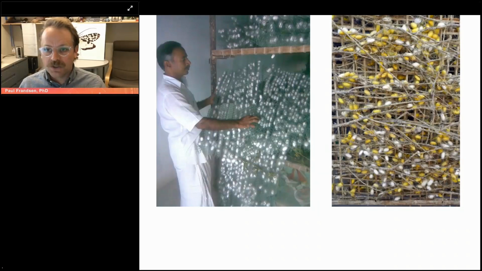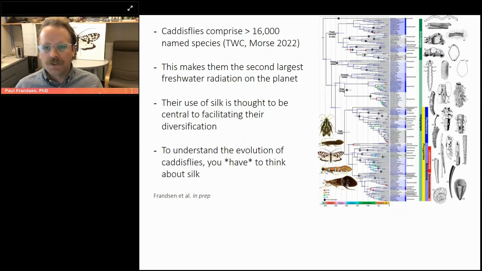And so my research is focused on looking at other species that spin silk and that have unique material properties that might be advantageous compared to silk spun from the most commonly used species, such as Bombyx mori, this silkworm moth. And so the group that I'm most interested in is this order of insects that we call caddisflies.